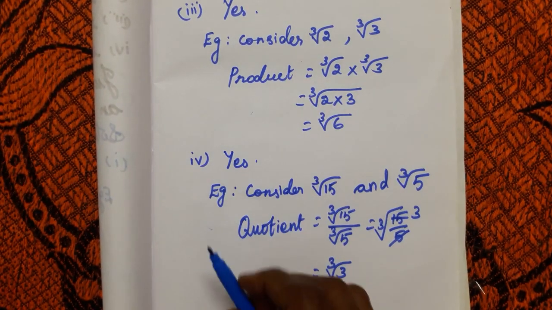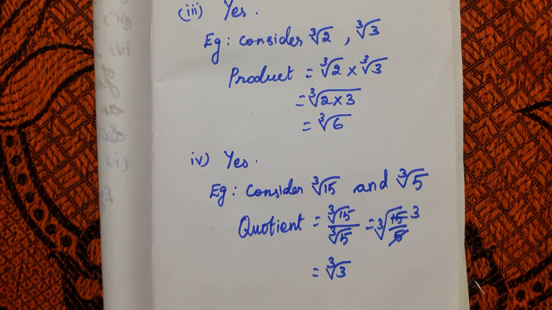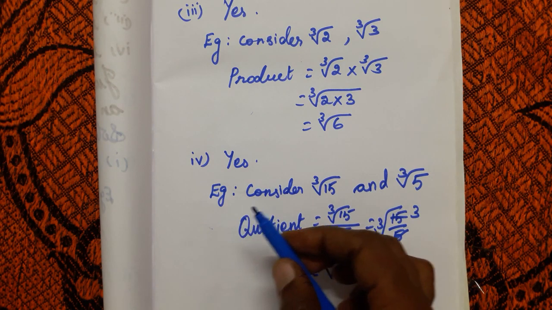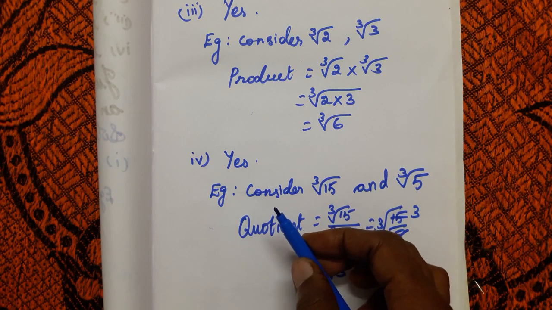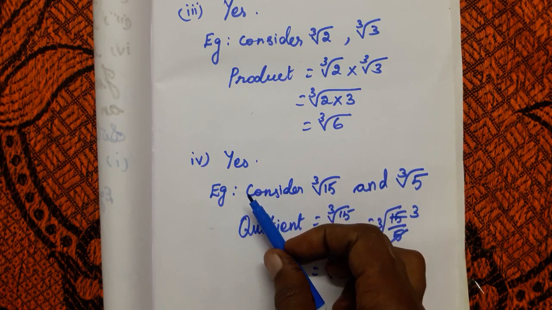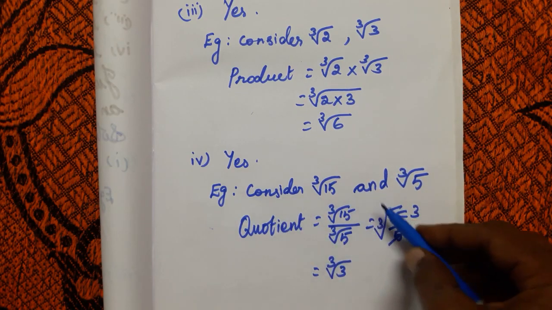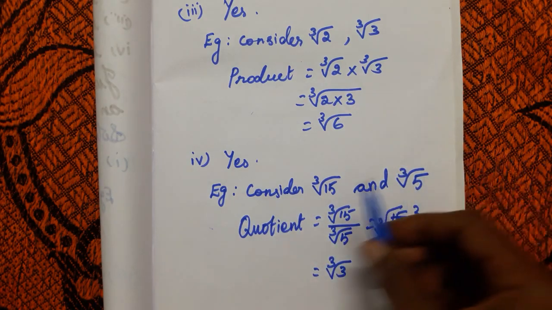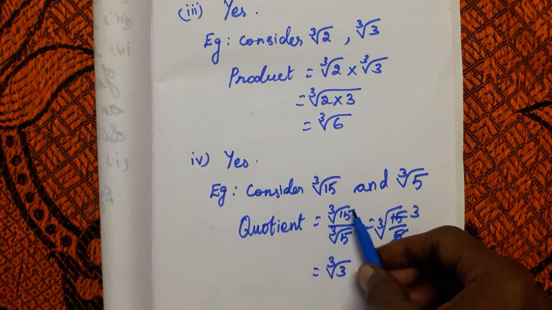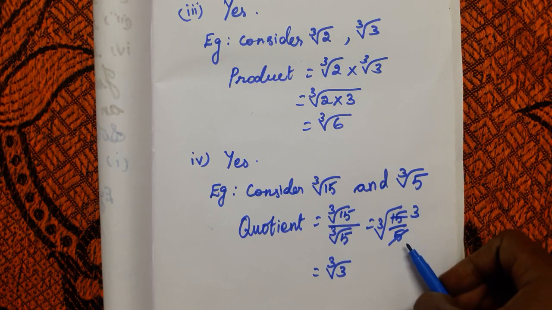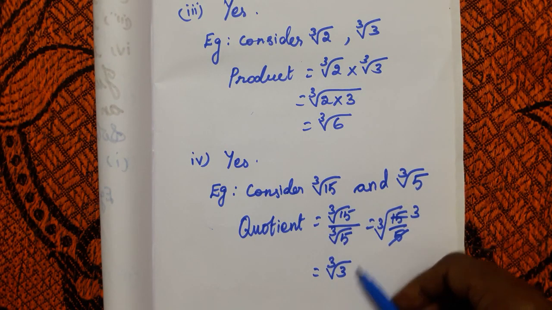Can you get a pure surd when we have the quotient of two surds? Yes, I am giving one example. Consider cube root of 15 and cube root of 5. When we find the quotient, cube root of 15 by cube root of 5 is equal to cube root of 15 by 5, which is equal to cube root of 3. It is a pure surd.